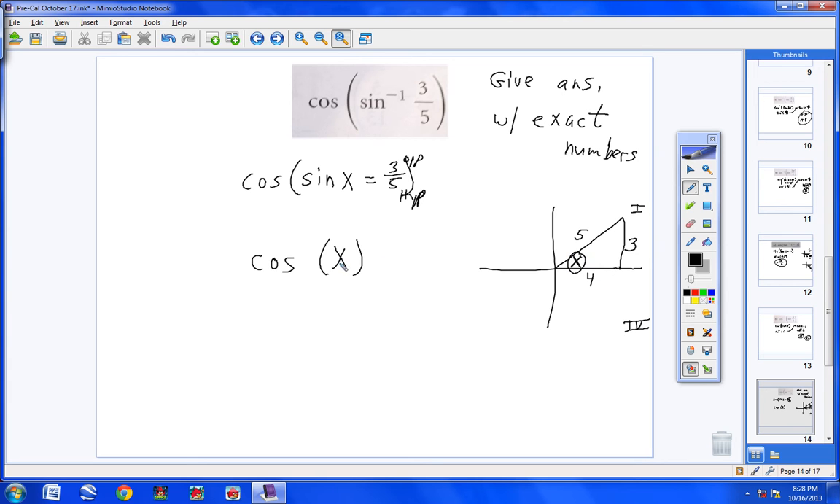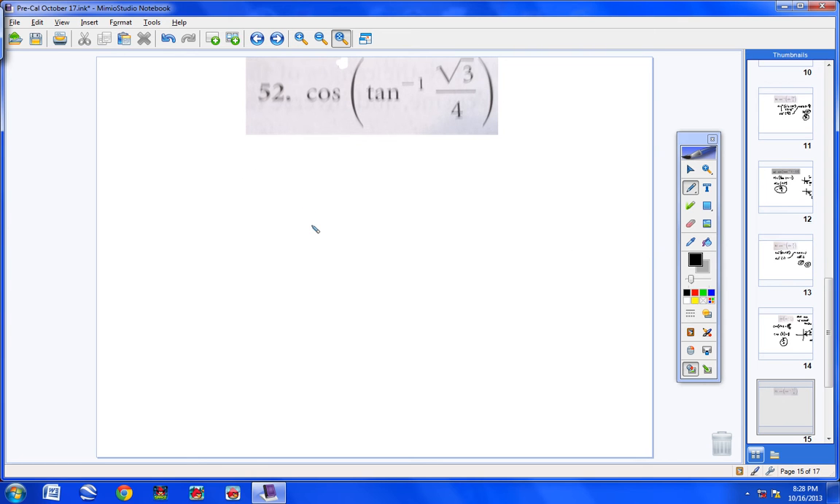So now take the cosine of x. Well, students, the cosine of x would be what? Adjacent over hypotenuse. So the cosine of x would be 4 adjacent over hypotenuse, 5, 4/5. So the answer is the cosine of x is 4/5. You don't have to know what x is when you know all three sides of your triangle. Cosine of x is 4/5. Pretty cool.